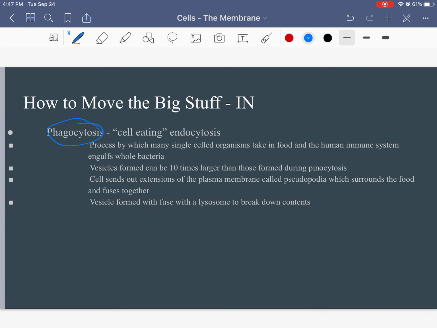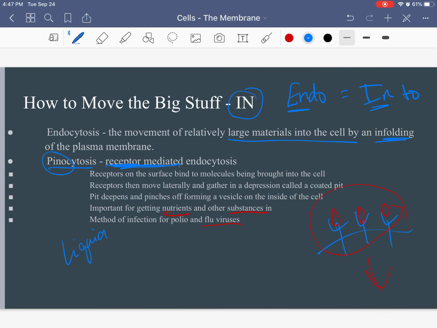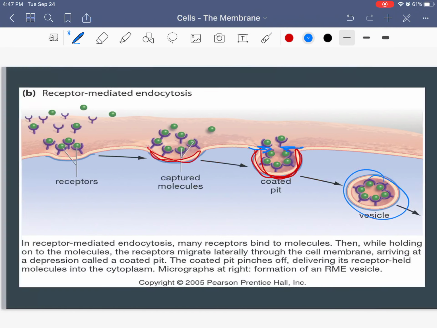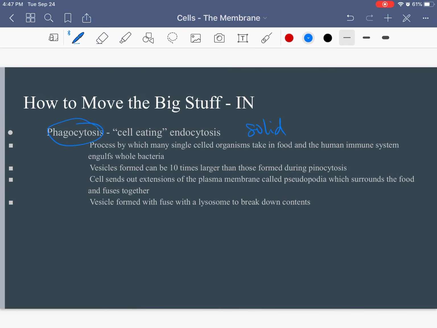Phagocytosis is cell-eating endocytosis. So in this case, we're looking at solids. Previously, pinocytosis is liquids. Remember, the way to remember that is Pinot is a type of wine, and wine is a liquid. Phagocytosis is solid, and this is known as cell-eating. All right, so we're bringing in solid materials.